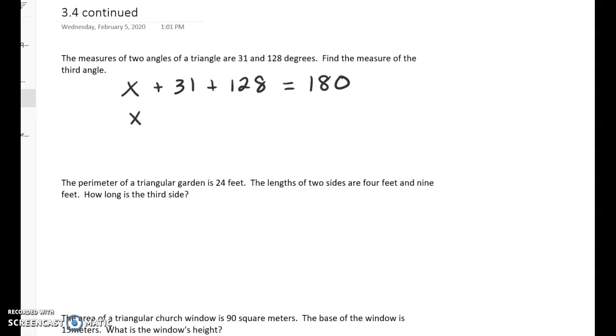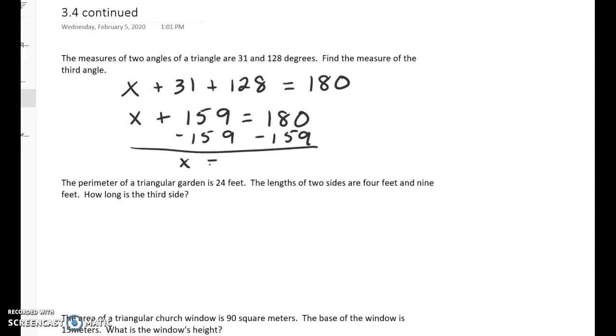Okay. Same procedure. We're going to combine the 31 and the 128, so that's going to be 159. And then we'll subtract the 159 from both sides to solve for X. And so we're going to get X equals 21. It stopped writing for some reason, and I'm not sure why. X equals 21 degrees. All right, there we go.